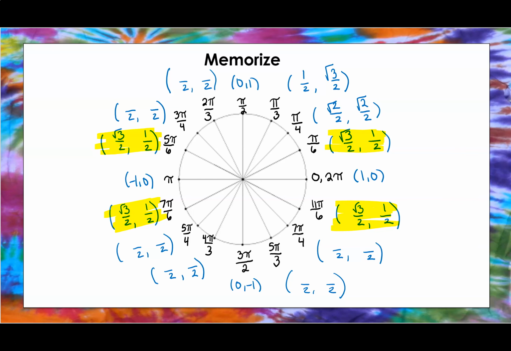Next up, I grab my laser here. All the over 4's are going to be root 2 over 2, comma, root 2 over 2. So let's go ahead and fill that in.